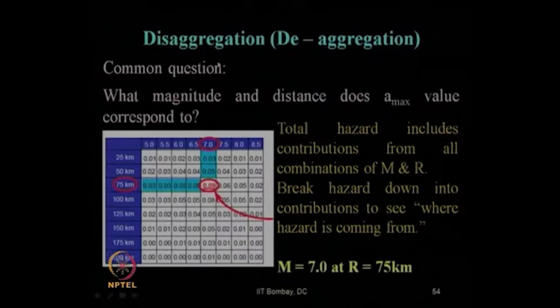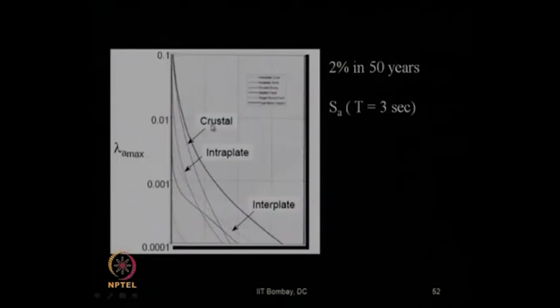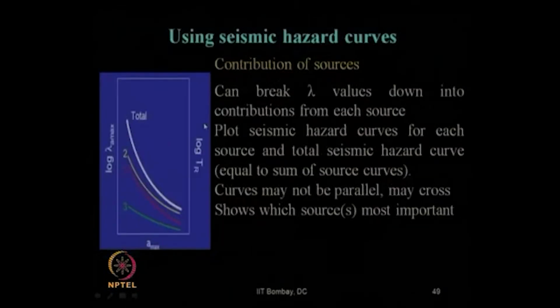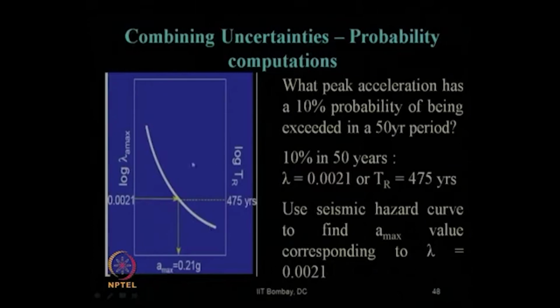Now, let us come to another subtopic, which is known as disaggregation, or it is also called deaggregation. A common question arises: what magnitude and distance does that Amax value correspond to? That is, when you get your answer from a probabilistic seismic hazard analysis curve, you are getting some value of Amax, which you can use for your design.